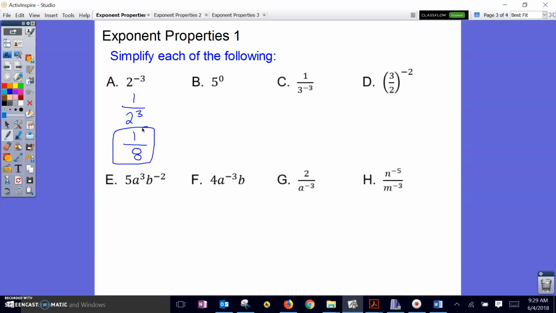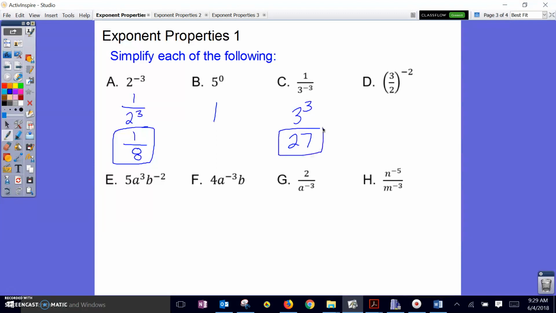5 to the 0 power. Anything to the 0 power is 1. It's just going to be 1. Part C, we've got 1 over 3 to the negative 3 power. So we're going to bring that up into the numerator and make the power positive. That turns it into 3 to the 3rd. 3 to the 3rd is 3 times 3 times 3, which is just going to be 27.